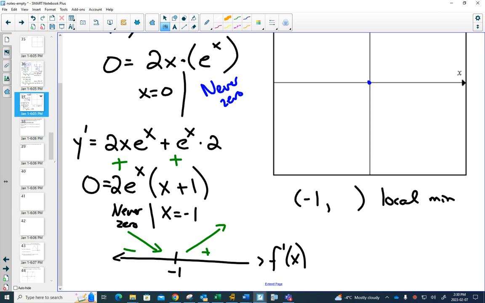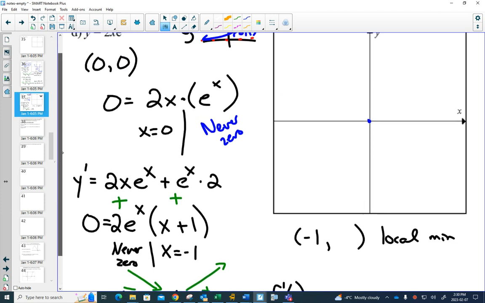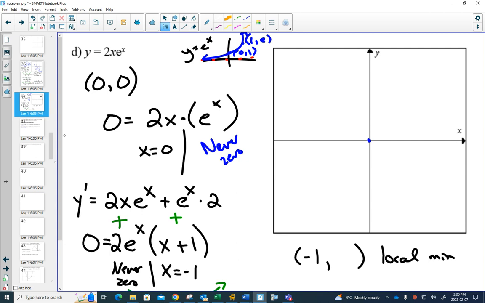How do I find out where that local minimum is? I plug it back into my original equation. -2 e to the negative 1 would be, move that e to the bottom, negative 2 over e. Beautiful number. Okay.